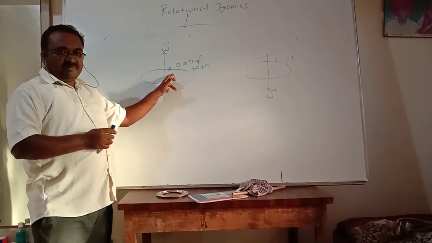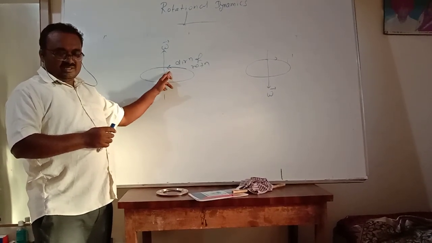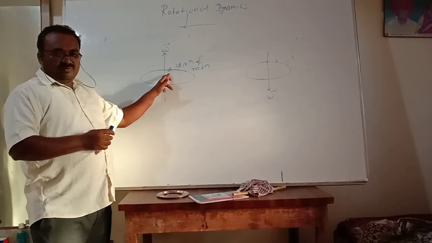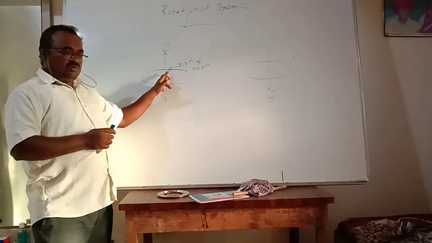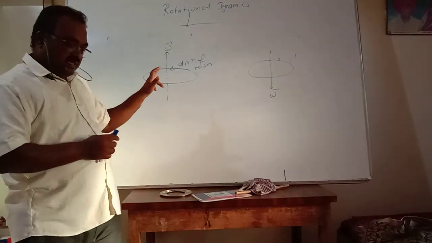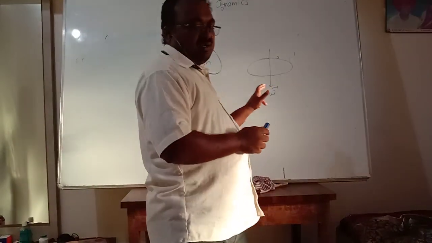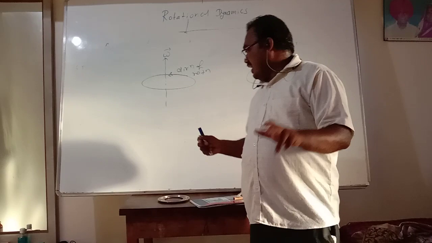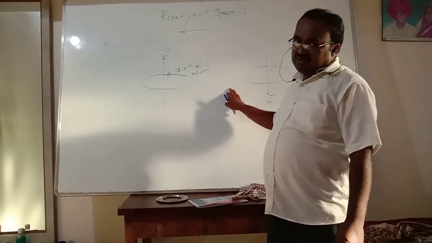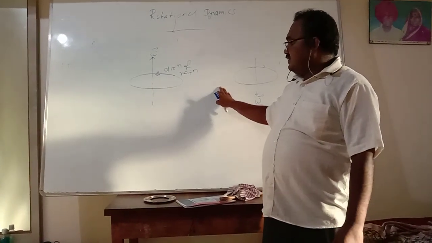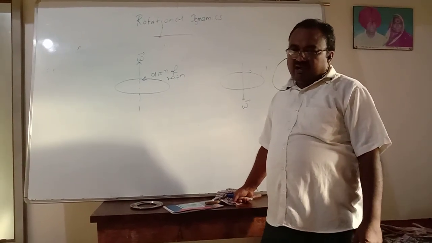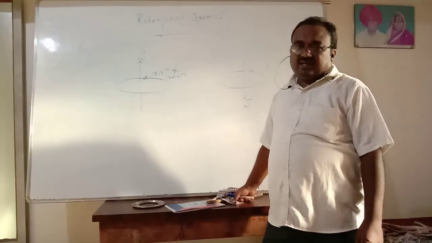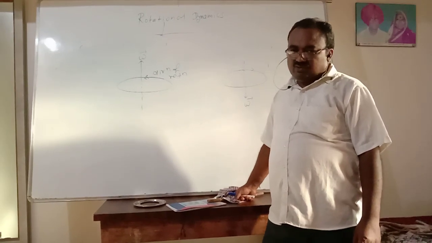Time period: time taken to complete one rotation. Frequency: number of rotations completed in 1 second. Then angular displacement: the angle made by the radius vector at the center of the circle is called angular displacement. And then angular velocity: the rate of change of angular displacement with respect to time.